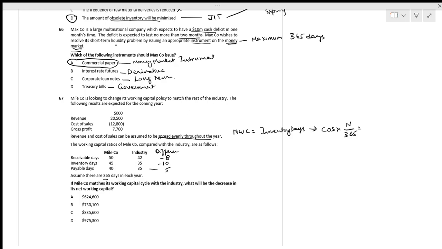Next, it is in thousands. Cost of sales is 12,800 times what? We have to take only the difference, so 8 divided by 365. That gives $350,685.